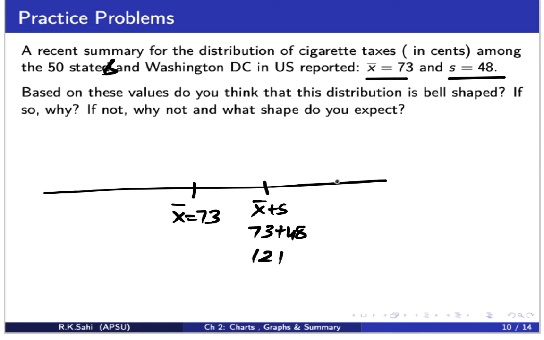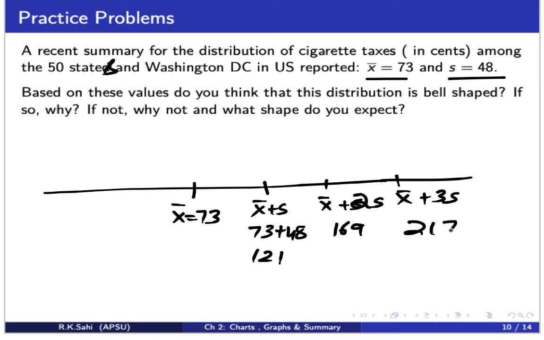Okay, fine. These values are nice to work with. Then 2 standard deviations, we are getting 73 plus 48 plus 48, which is going to be 169. For 3 standard deviations, x bar plus 3s, we get 217. So on the right-hand side, we have no issues.